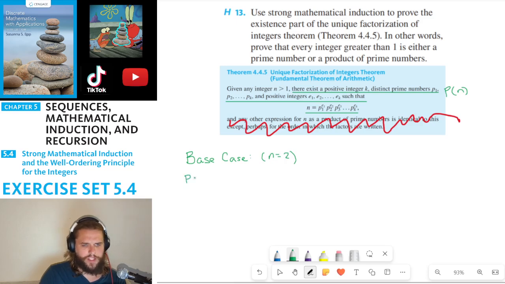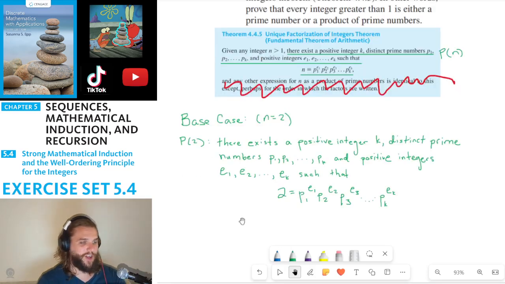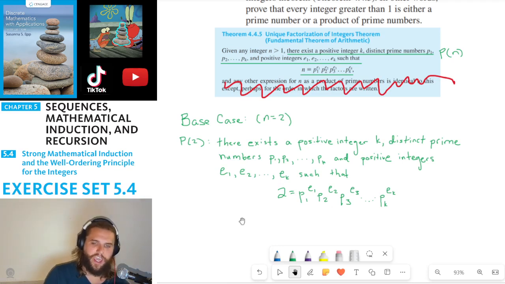So what is P of 2? Now, this is going to look a little weird, but P of 2 is the statement that there exists a positive integer k, distinct prime numbers p1, p2, so forth up to p sub k, and positive integers e sub 1, e sub 2, up through e sub k, such that the number 2 equals p sub 1 to the e sub 1 times p sub 2 to the e sub 2 times p sub 3 to the e sub 3 times, and so on, times p sub k to the e sub k.